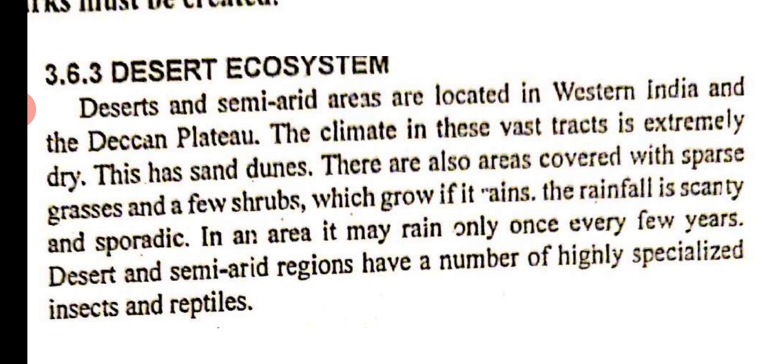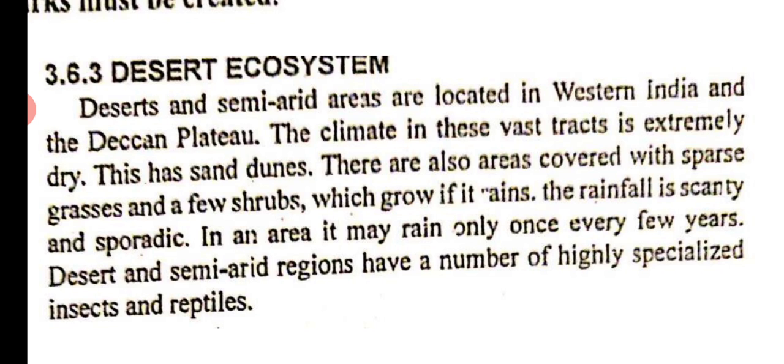These are also areas covered with sparse grasses and few shrubs, which grow if it rains. The rainfall is scanty and sporadic. In our region, the coastal region where we are staying, the rainfall is for almost 4 to 5 months in a year. But in the desert ecosystem, it hardly rains. There is no regular rainfall like what is happening here.